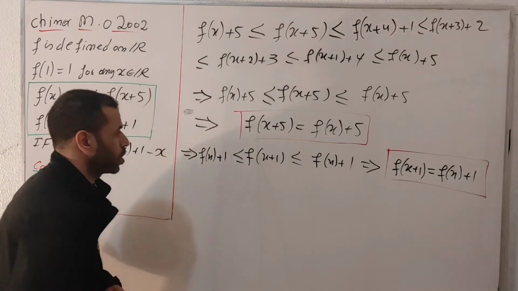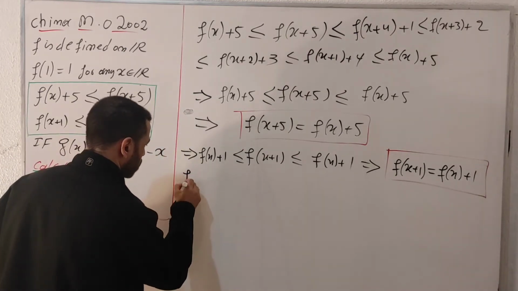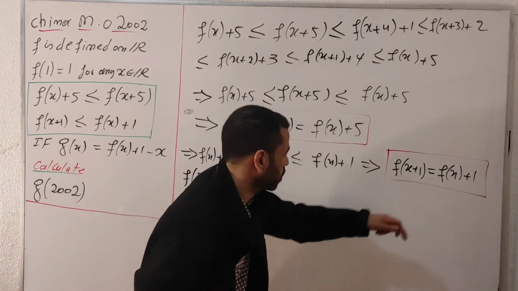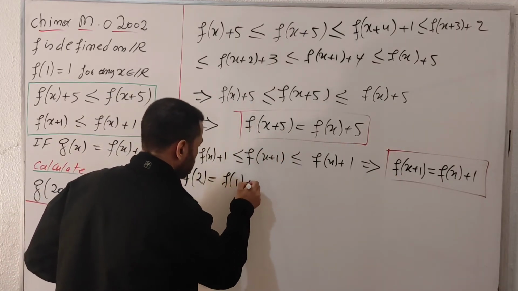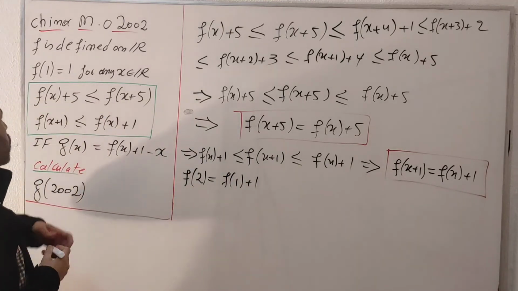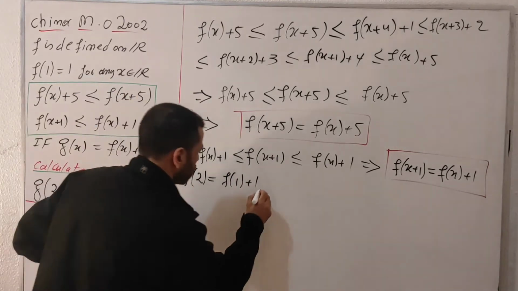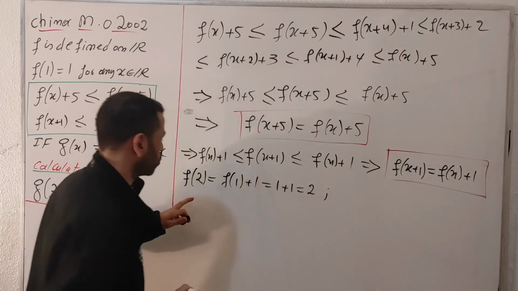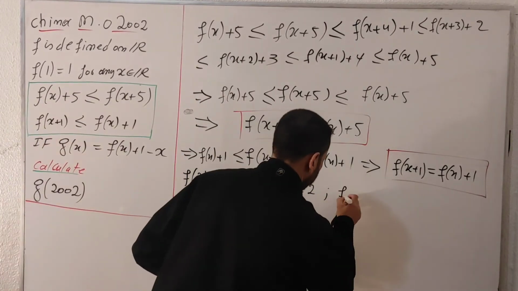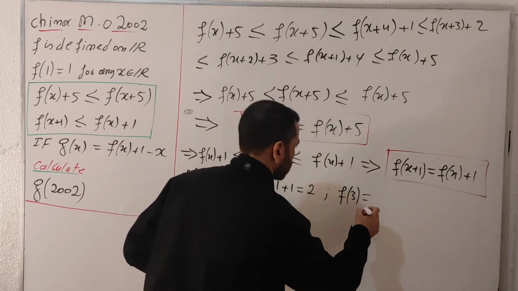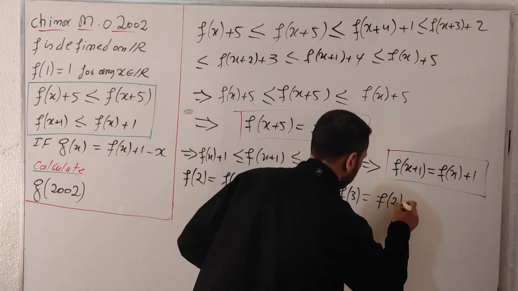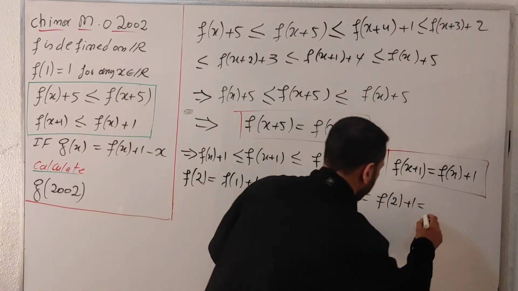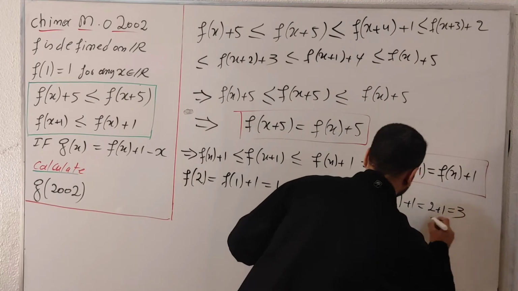Now I'm going to calculate f(2) by replacing x with 1. I will get f(1) + 1. I already have f(1) = 1, so this is 1 + 1, which is 2. Now I'm going to calculate f(3), which is the same as f(2) + 1. Replacing f(2) with its value, I will get 2 + 1, which is 3.